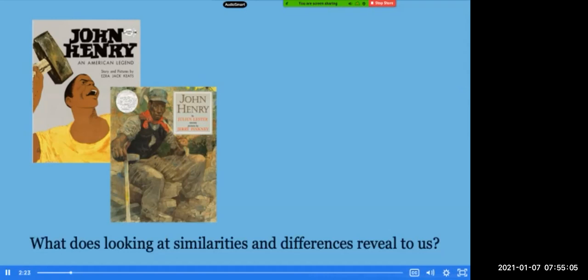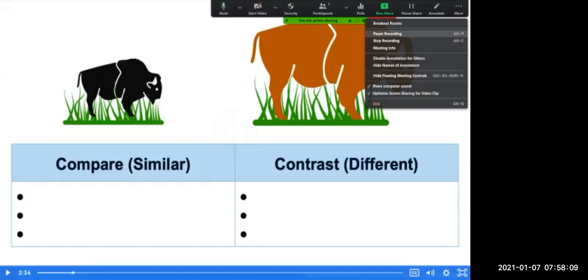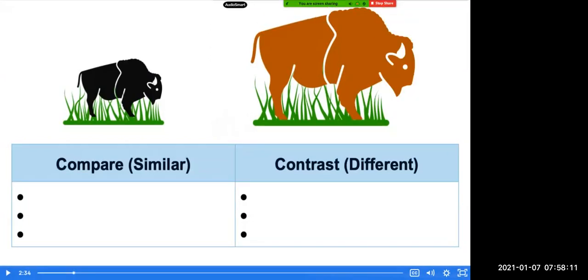Let's begin by comparing and contrasting these two illustrations. First, let's compare. And when we compare, hold on one second, guys. Okay, sorry about that. Miss Couples was making our morning announcements, so I'm going to start the video now.